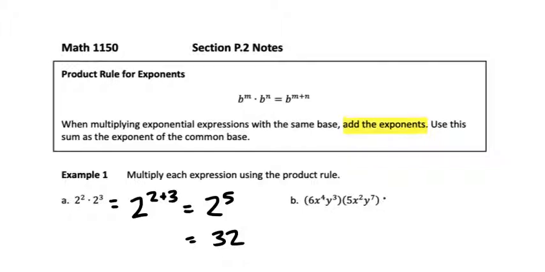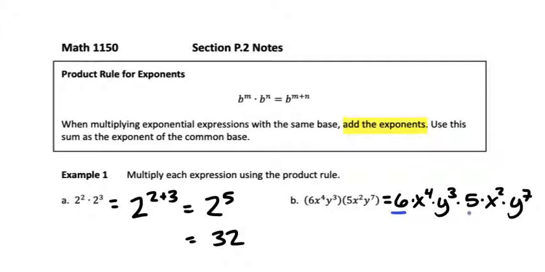For part B, we have things grouped with parentheses, but everything here is just multiplied together. So we can kind of break it down into 6 times x to the fourth times y to the third, and that's all just multiplied by 5, multiplied by x squared, and multiplied by y to the seventh. So we can just go through and put the things together that go together.